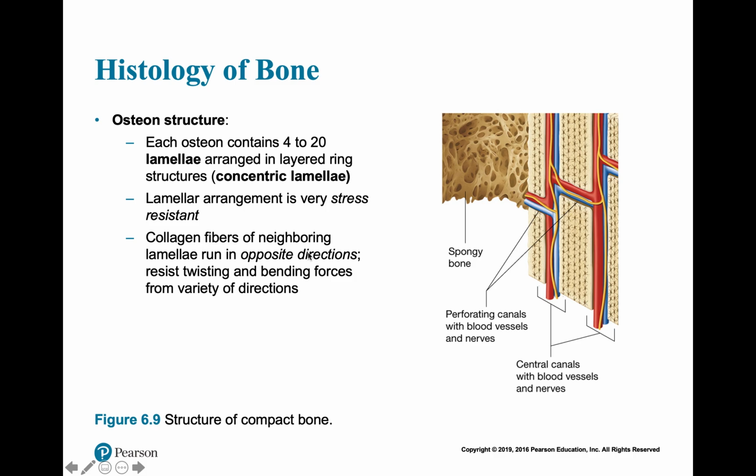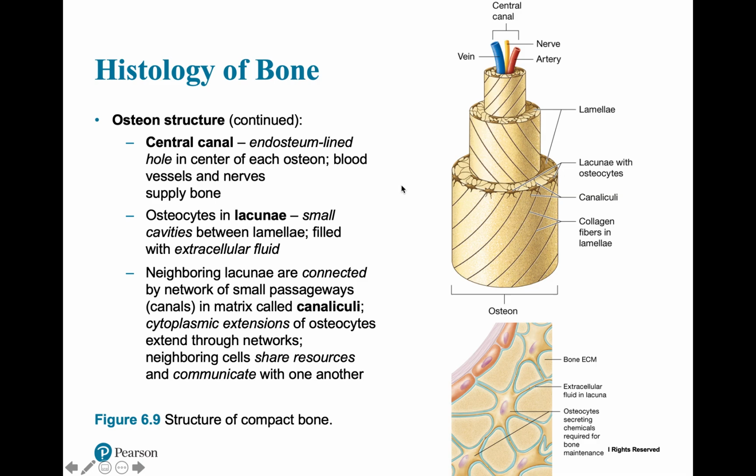Then the collagen fibers will actually run in opposite directions to the osteons, and that is to allow resisting of twisting and bending forces. Right? So whatever orientation those osteons are running, those lamellae are running within the osteon, the collagen fibers of the organic matrix will be running in opposite directions.